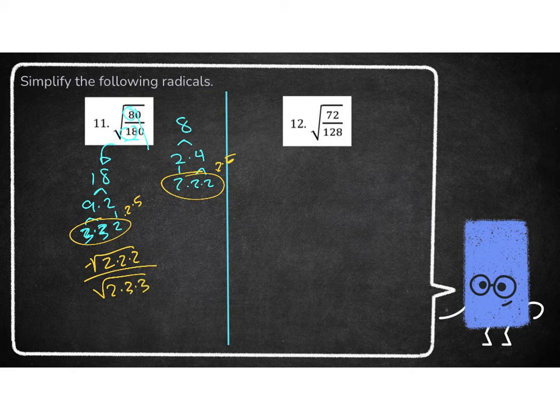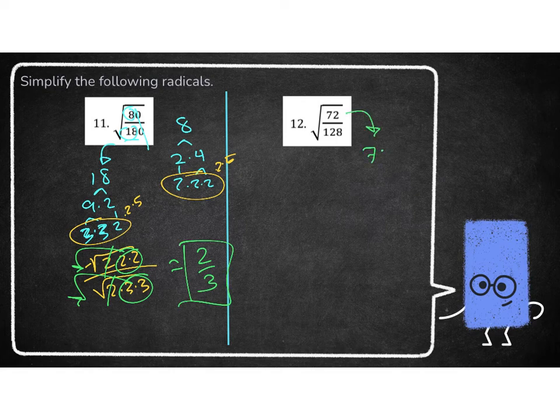All right, so here's a 2 and a 2 that cancel. There's a pair of 2's that comes out. There's a pair of 3's that comes out. This is the same thing as 2/3. And last one that we're going to look at today, I've got the square root of 72. 8 times 9, 2 times 4, 3 times 3, 2 times 2, 2, 3, 3.